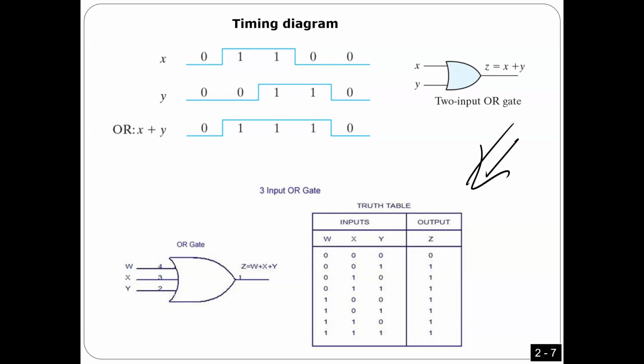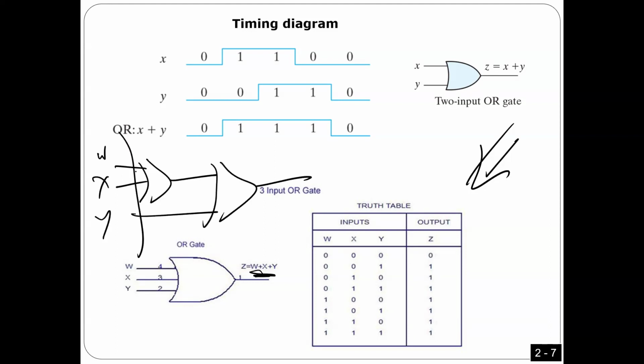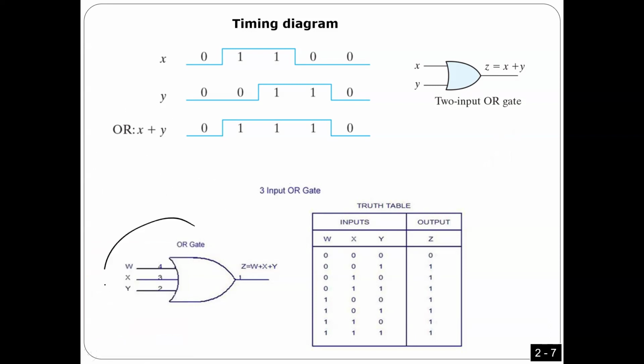So this one here, Z is equal to W or X or Y. Is that okay? You can take them 2 by 2: W, X, and then here Y. Or you can just do one OR with this one, and that's what I'm explaining. So what is the truth table for this one? Again, I'm gonna just repeat what I said before.